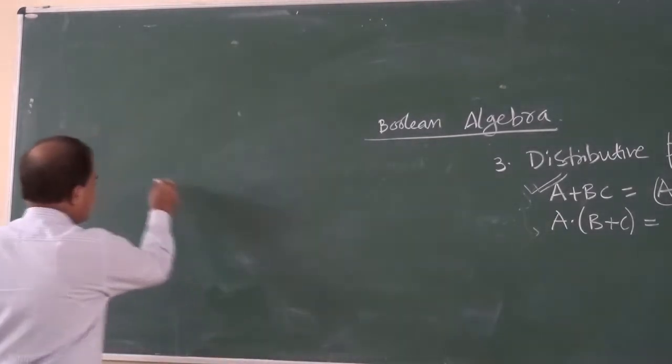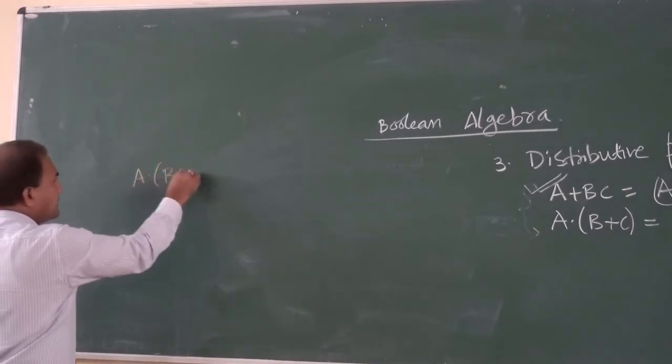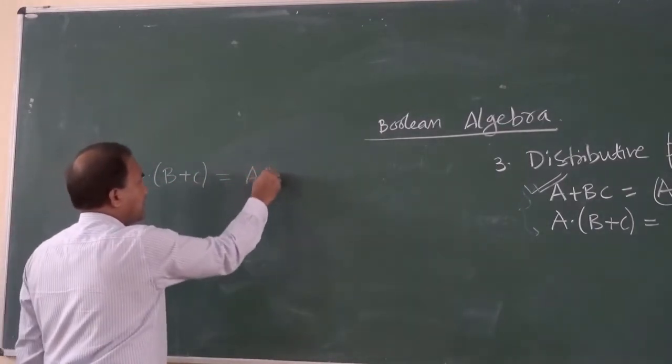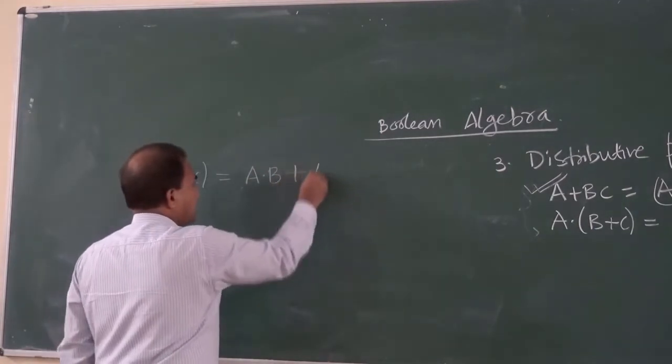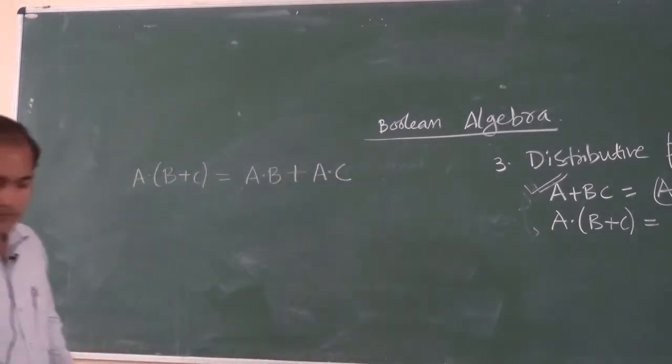Similarly, for the second one, A dot B plus C is equal to A dot B plus A dot C. How can you prove it?